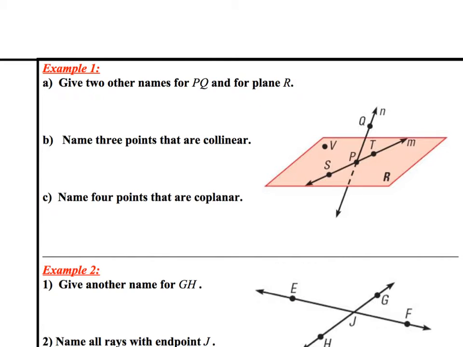First thing I need you to fix on this is it says give two other names for PQ, and it didn't label it. So PQ is a line, so it should have a double arrow at the top of it. Give two other names for PQ and plane R. Discuss with your partner what are two other names for both.